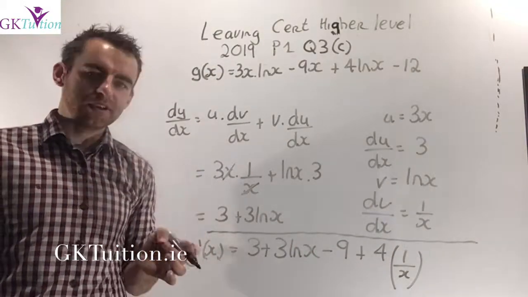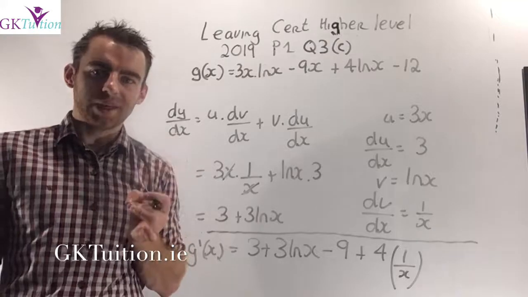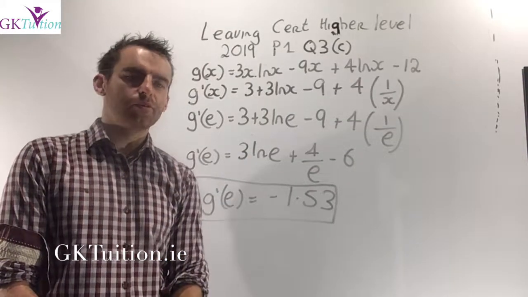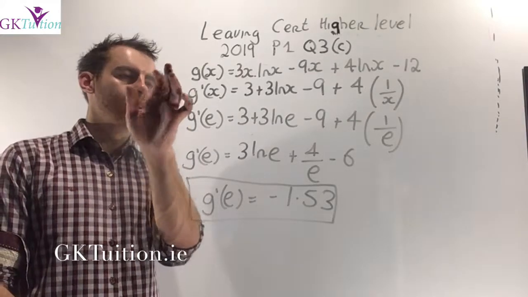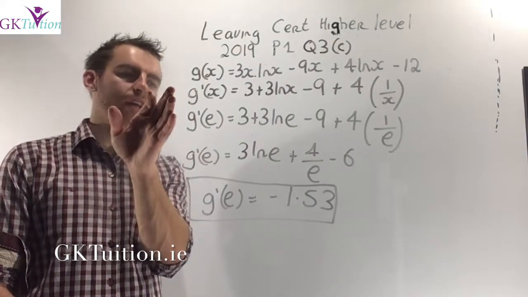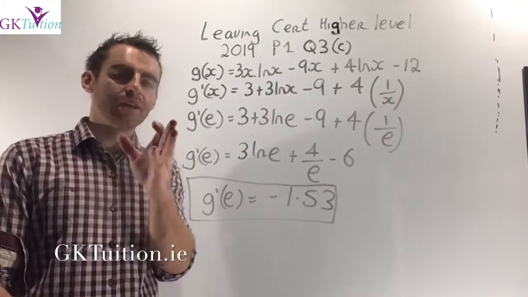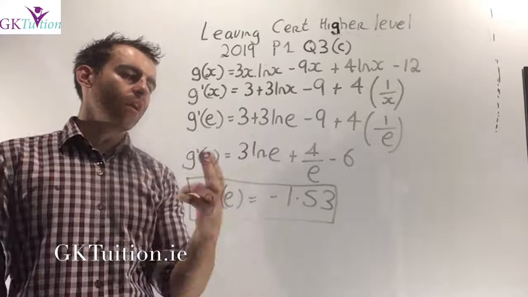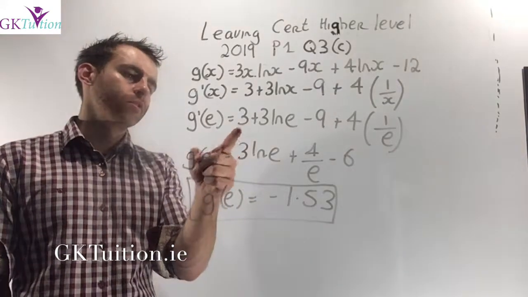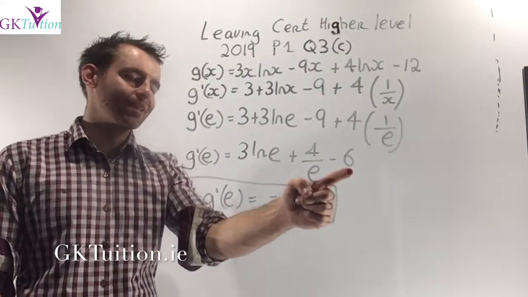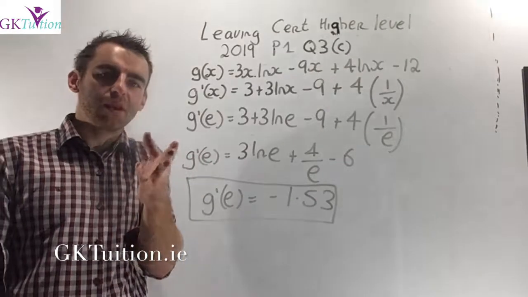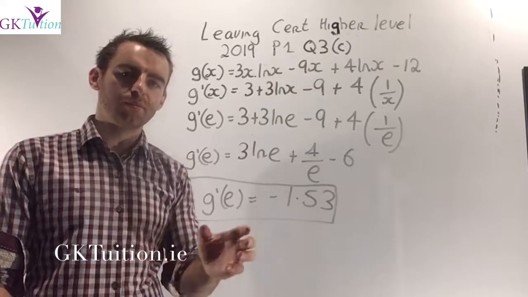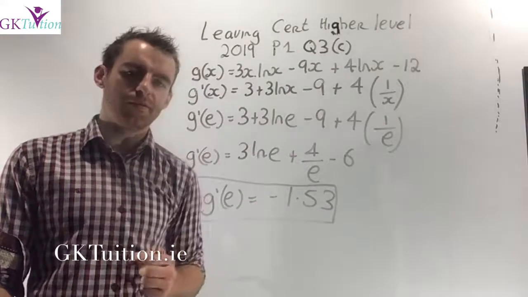And now to finish this question off, now I need to sub in e and work out my answer to 2 decimal places. So from here it's relatively straightforward. I started off with g of x, I found the derivative g dash x. Now I want to get g dash e. In other words, everywhere there's an x, I'm just going to sub in an e. All I did on this line was I simplified it because 3 minus 9 gives me minus 6. But at this stage, these are all numbers, so you can just plug that straight into your calculator, and the final answer to 2 decimal places is minus 1.53.